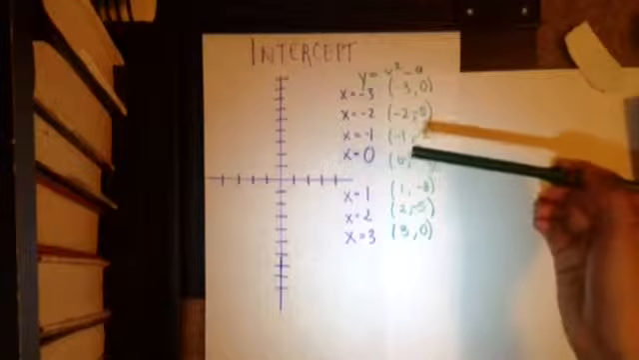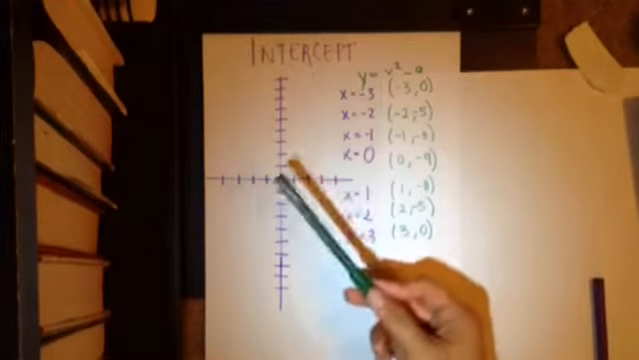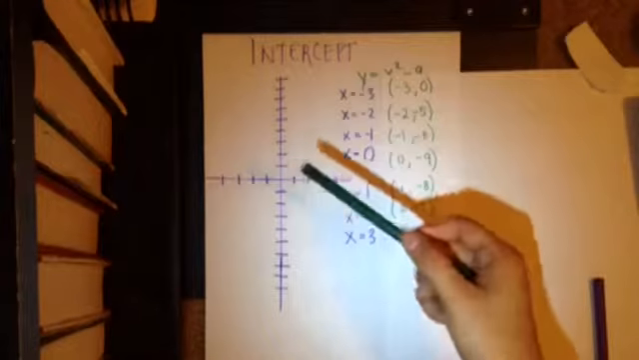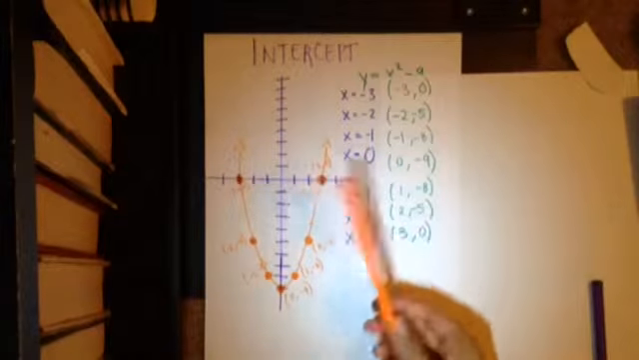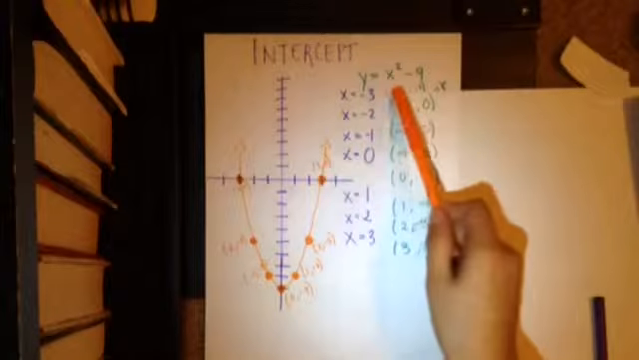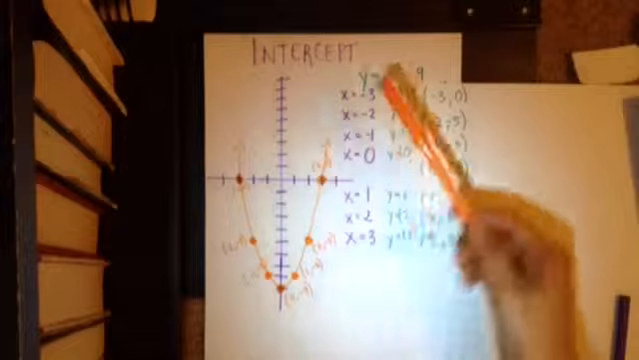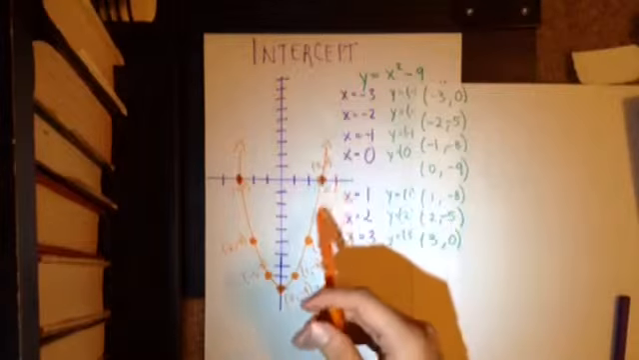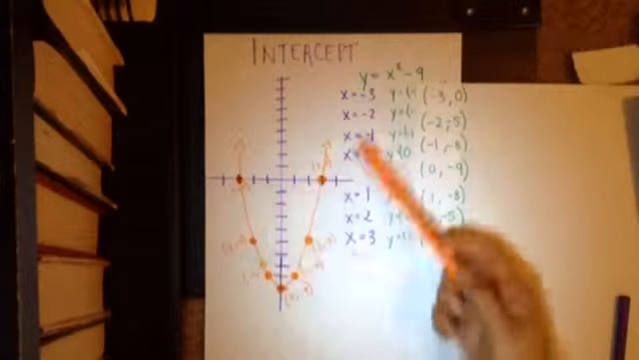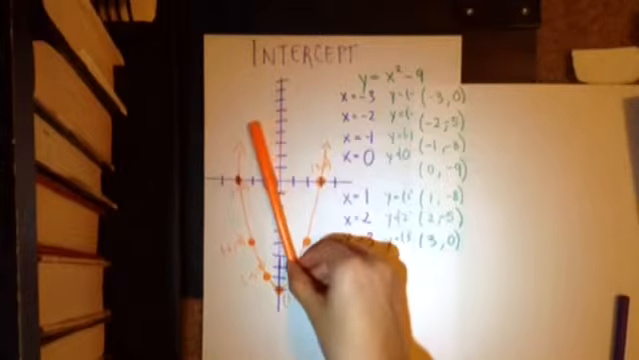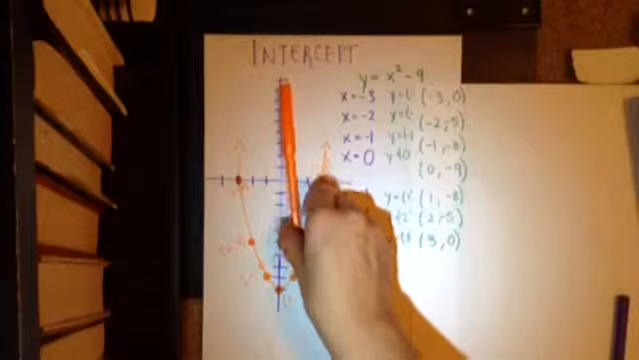So now that we've figured out all of our points, we're just going to plug them in and continue to find the intercepts of the graph. So this is the graph of y equals x squared minus 9. Now to find the intercept. An intercept is a point at which the graph crosses the axis. It could be either the x-axis, which is this horizontal line, or the y-axis, which is the vertical line.